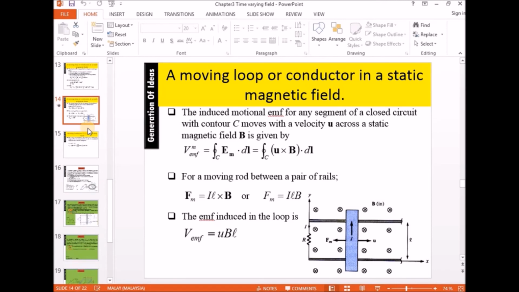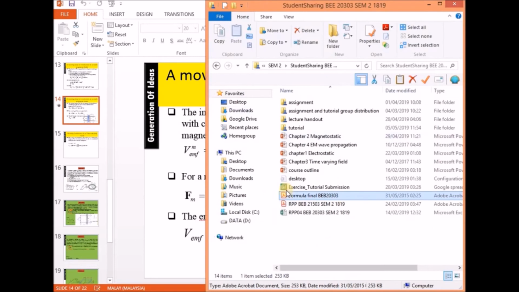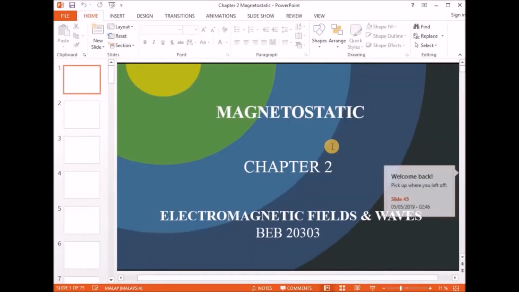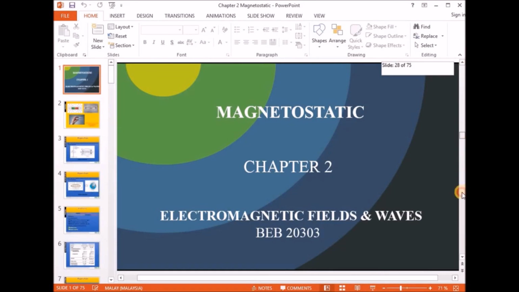What is the last one? This one is for a moving rod between a pair of rails. They already straight away take into consideration the length and the speed. And this is F, the force, for a moving rod between a pair of rails. This one is F equals integral of I dl cross B. Do you remember the force that you learned in chapter 2? This equation is from here.